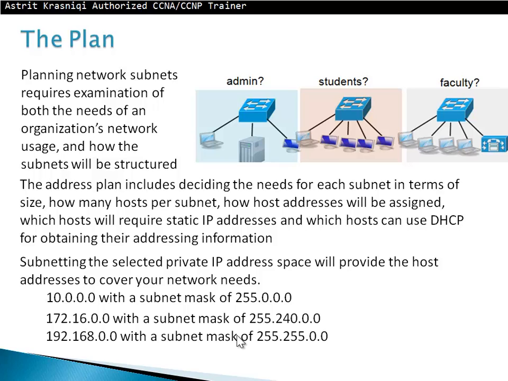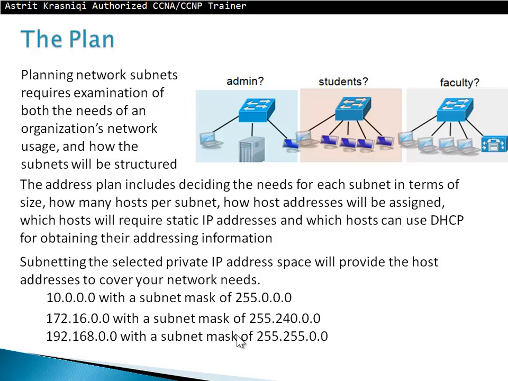The plan. Planning network subnets requires examination of both the needs of an organization's network usage and how the subnets will be structured. The address plan includes deciding the needs for each subnet in terms of size, how many hosts per subnet, and how host addresses will be assigned. Will we give the host a static IP address or a dynamic address through DHCP? Now, subnetting the selected private IP address space will provide the host addresses to cover your network needs.